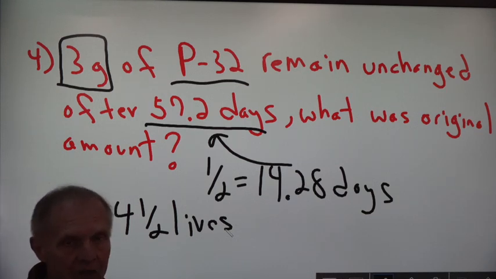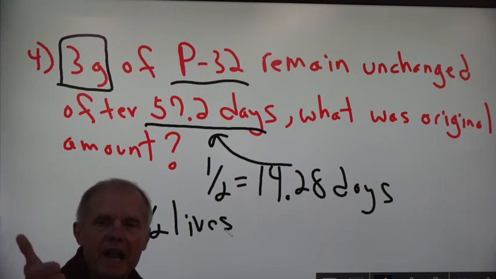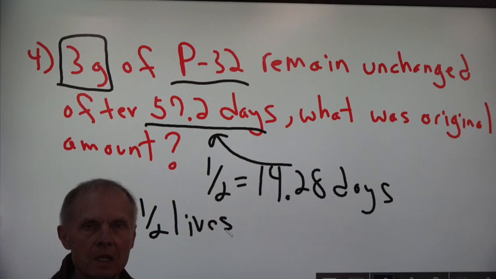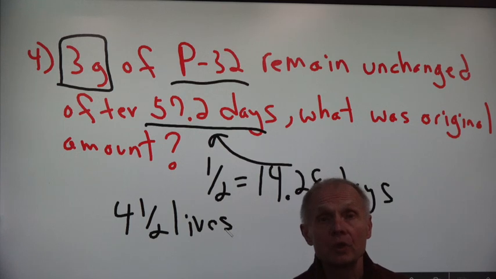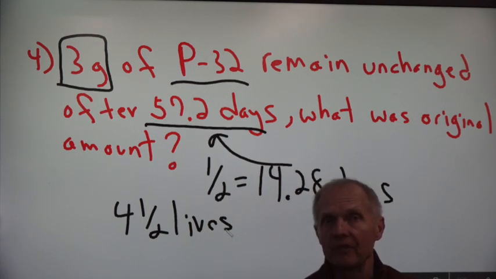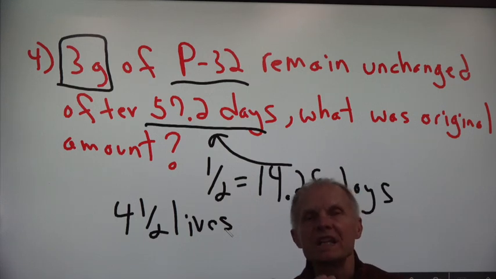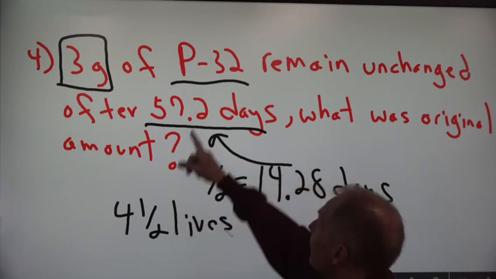Now, we have to do something. That 4 half-lives means we cut the original sample in half, in half, in half, and in half, and we got down to 3. So what we have to do is go backwards. Instead of cutting it in half 4 times, we double it 4 times. The first double of 3 is 6. Double that, 12. Double that, 24. Double that, 48. So we started out with 48 grams of P32.